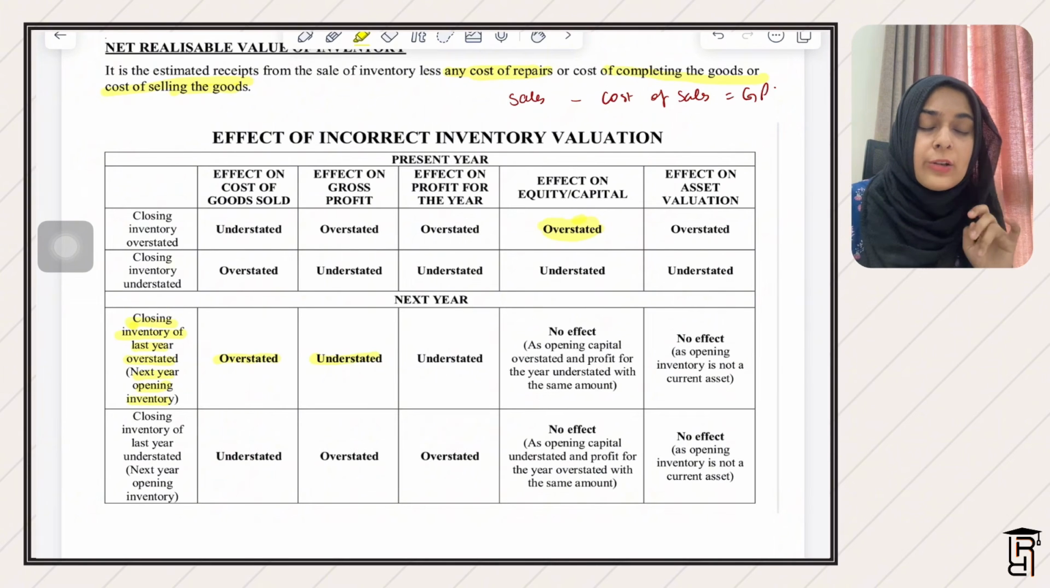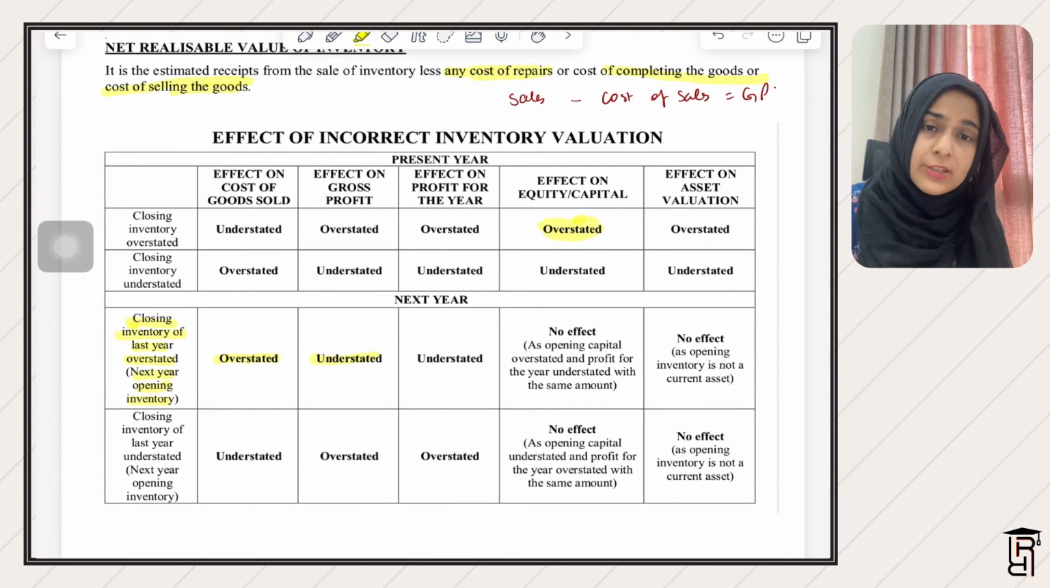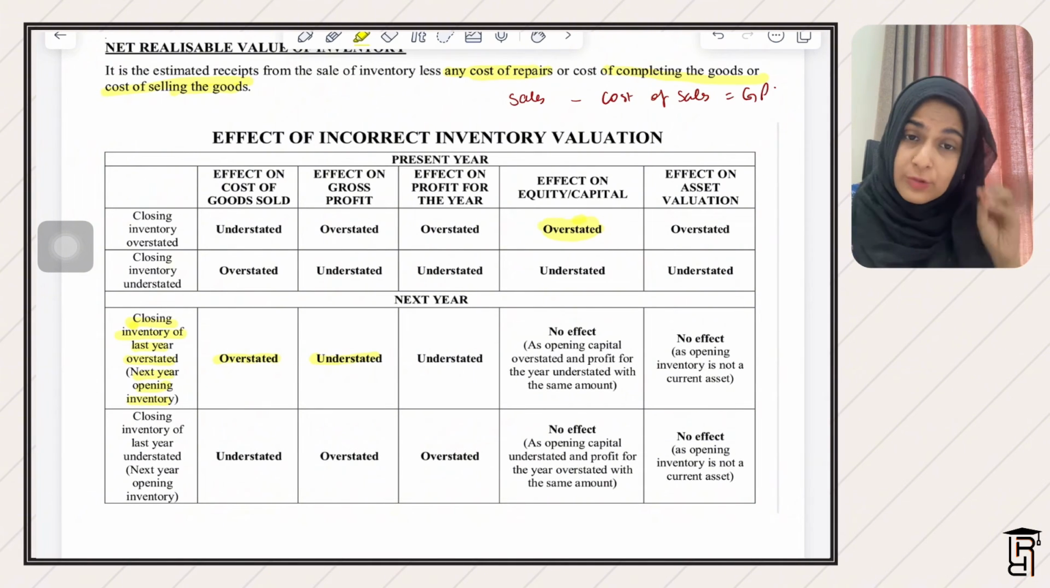And there will be no effect on asset valuation, because opening inventory is not part of current assets in the statement of financial position. Closing inventory is part of the statement of financial position, and it comes in the current assets section. Opening inventory is not part of the statement of financial position, so the effect on asset valuation will be no effect. And then if, let's say, last year's closing inventory was understated.